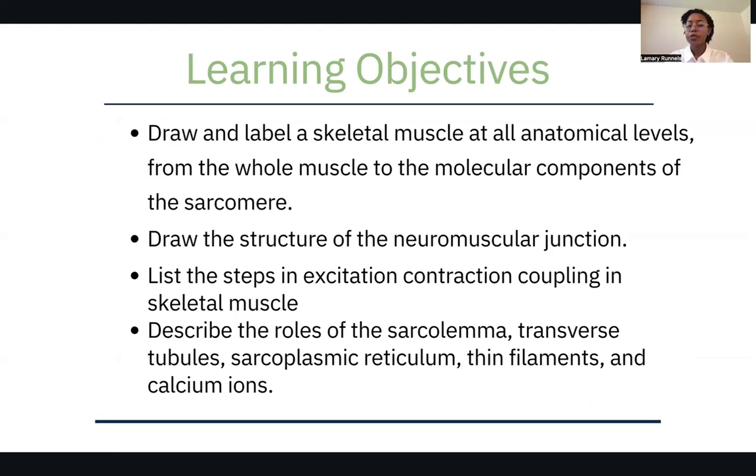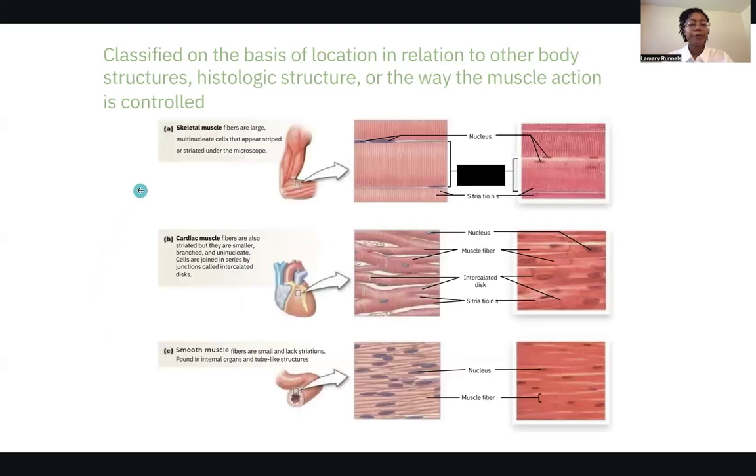I hope that you'll be able to draw the structure of the neuromuscular junction, list the steps in excitation-contraction coupling in skeletal muscle, as well as describe the roles of the sarcolemma, transverse tubules, sarcoplasmic reticulum, thin filaments, and calcium ions. So let's begin by distinguishing between the three different types of muscles.